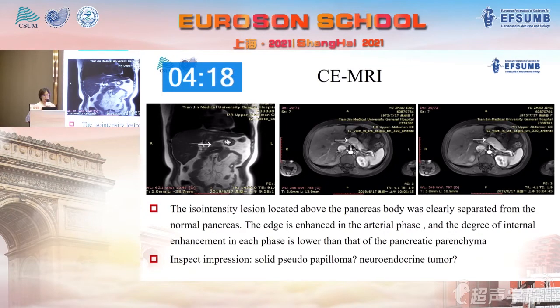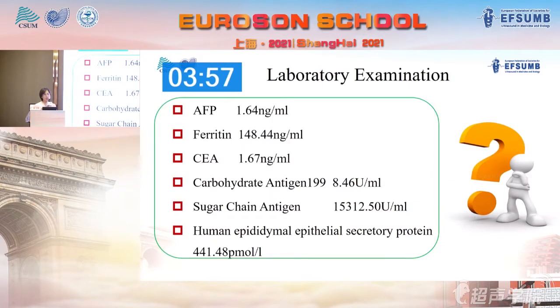From MRI, we can see the edge of the isointensity lesion was enhanced in the arterial phase, and the degree of internal enhancement in each phase was lower than that of the pancreatic parenchyma. And the MRI gave the result that it might be a solid pseudopapillary tumor or neuroendocrine tumor. All the results of the patient's laboratory examination were in normal range. Since the lesion was likely to be a neuroendocrine tumor, and the three contrast enhanced examinations failed to give a clear conclusion, the patient underwent surgery.